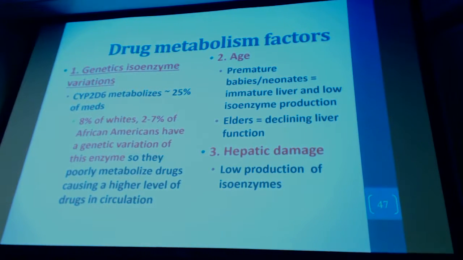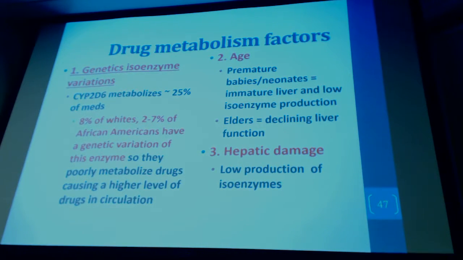Now, some people have a genetic variation in the type of isoenzymes produced. Remember, those metabolize or break down medication. So we're doing a lot of genetic testing now, because your inheritance of genes may make you create more enzyme or less. That's the way that research is going now.